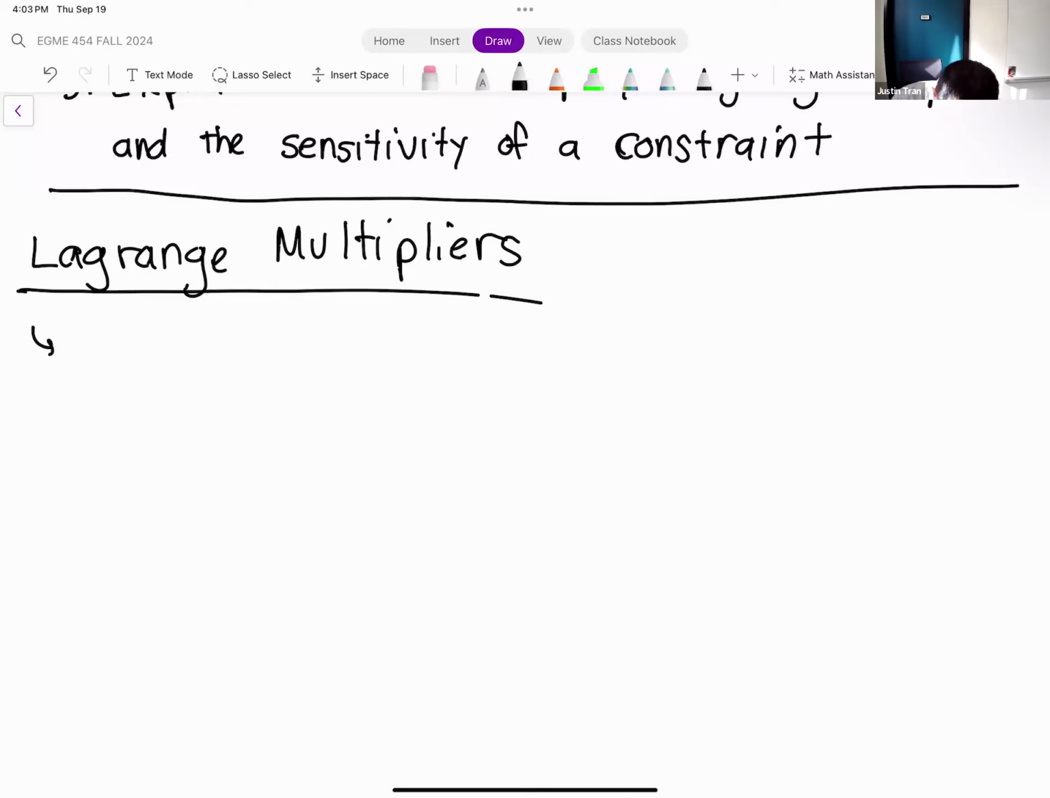So just like I mentioned, the Lagrange function that we form is going to depend both on the design variables as well as our new Lagrange multipliers that we have.